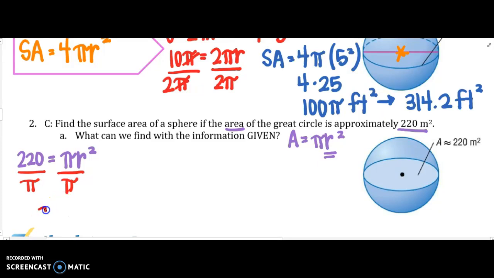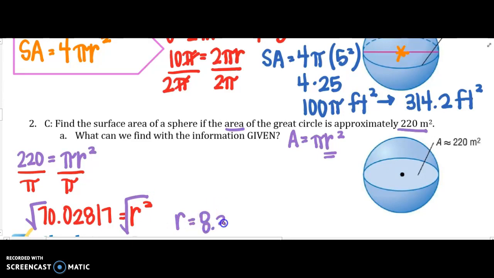Remember to round to 4 decimal places at the problem to get 70.028, and I'm going to do 1/7 equals r squared. Get rid of my squared. I'm going to square root. So my radius becomes 8.368.